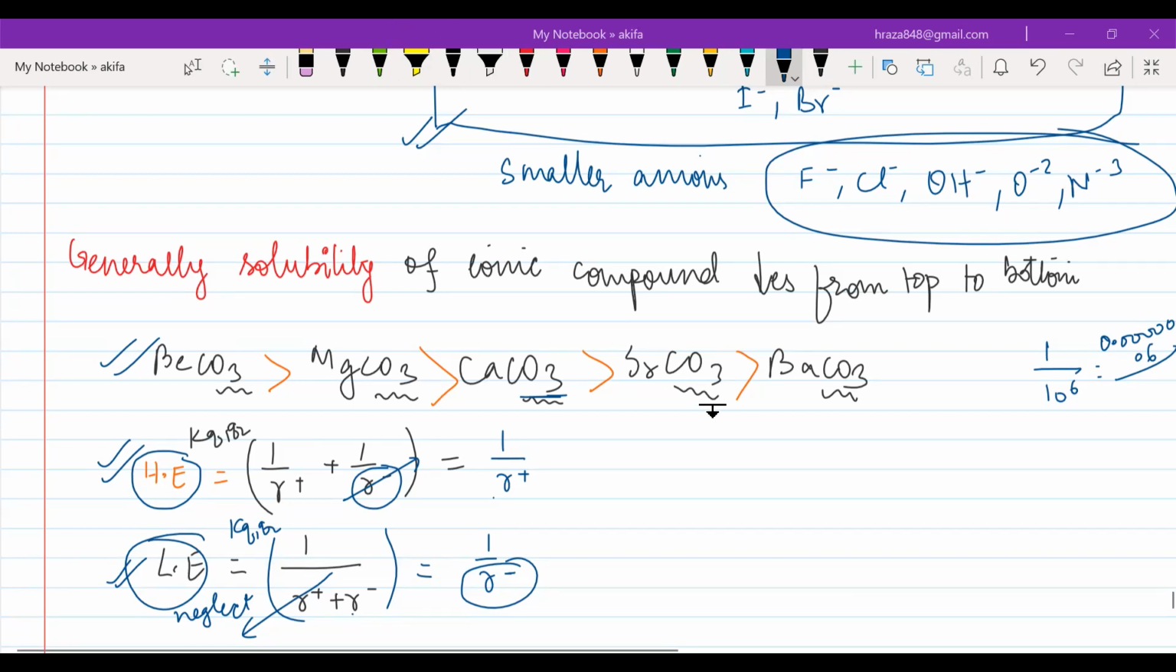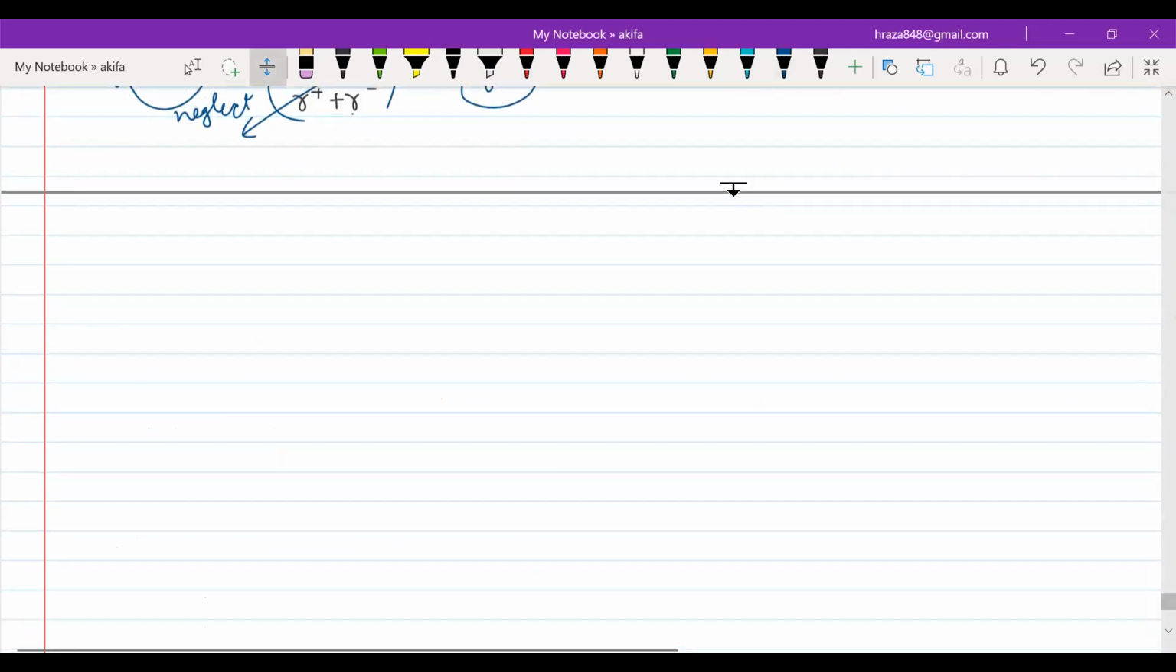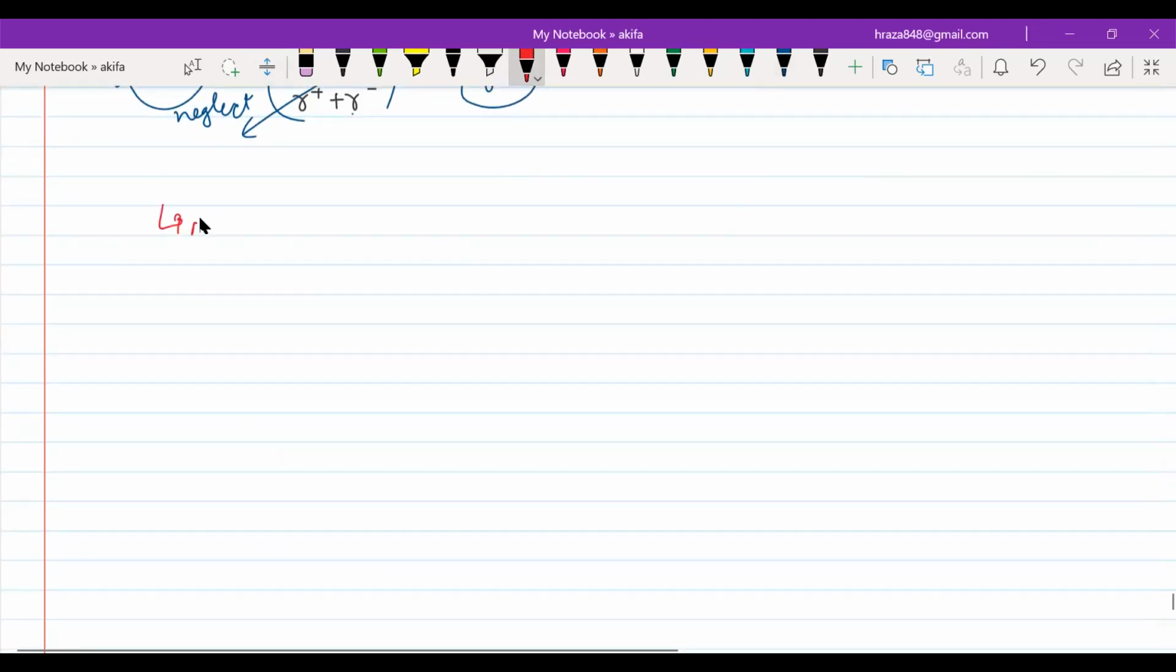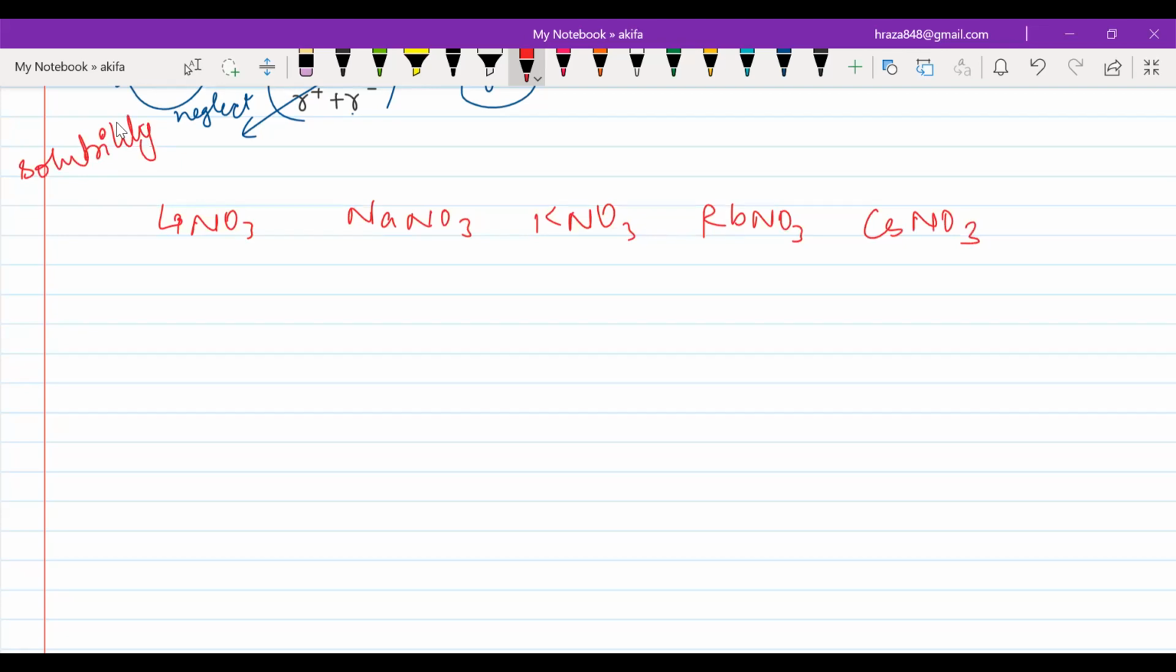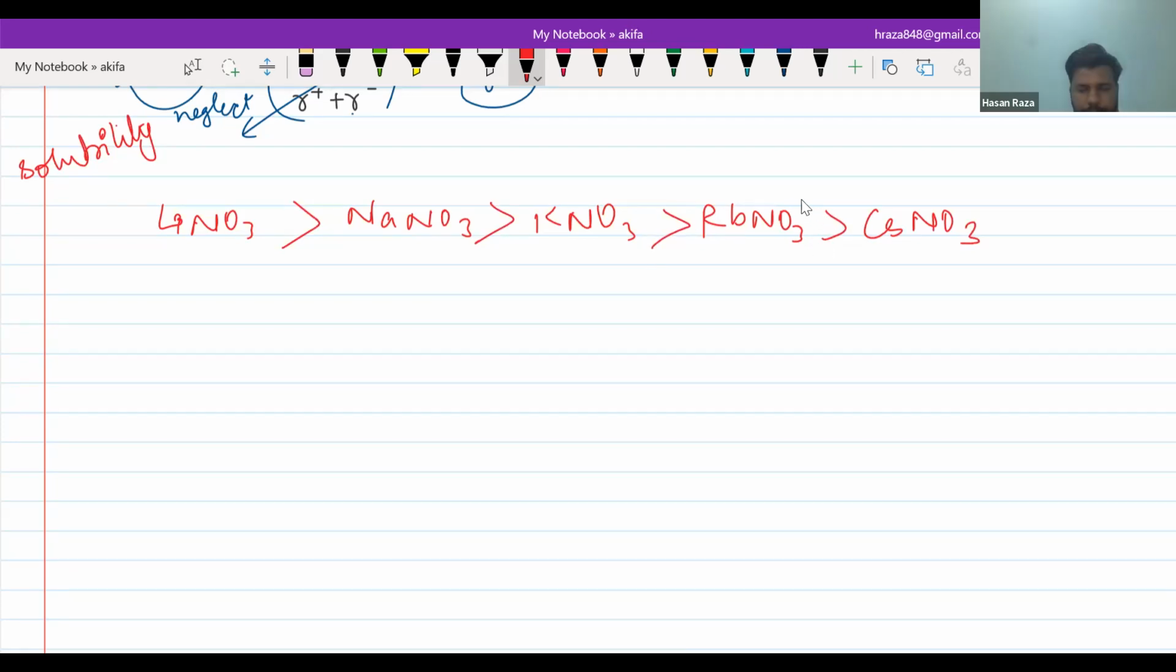So if I'm going to give you a question: LiNO3, NaNO3, KNO3, RbNO3, CsNO3. Just write the order of solubility. Can you do this? Yes. Very good. LiNO3 will have high solubility. Yes, down the group it decreases. Very good.